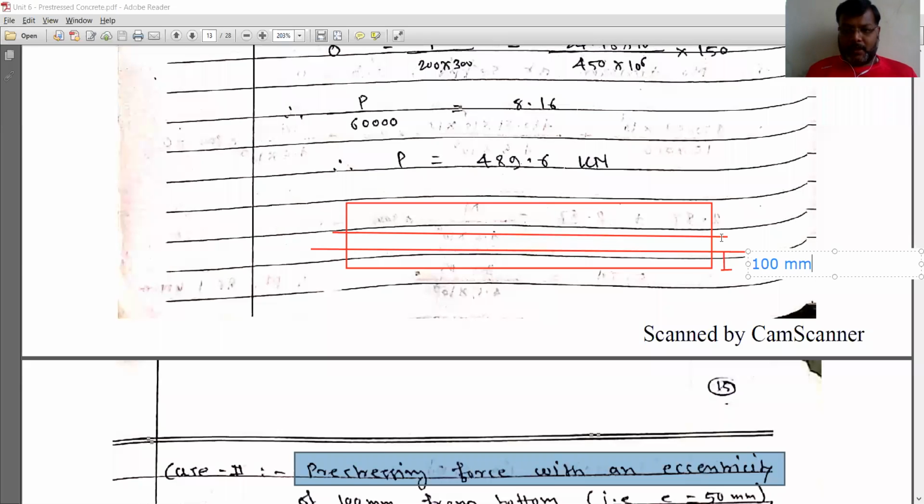Okay. As this distance is 100 mm, now we have to calculate the value of e. e is the eccentricity from the centroidal axis. So this will be e, and e will be equal to 150 minus 100. That value comes to 50 mm. The eccentricity will be equal to 50 mm. That is what we have to calculate.